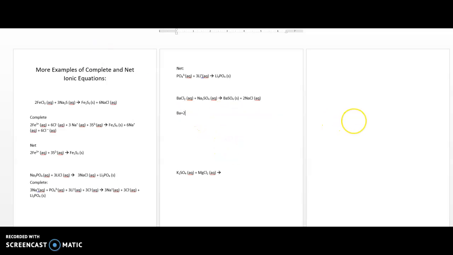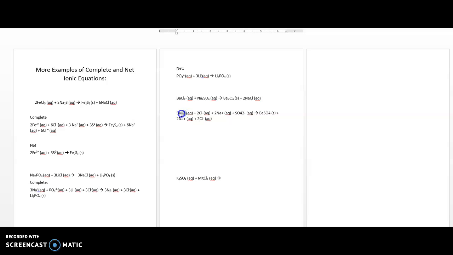So Ba2+ aqueous plus 2Cl minus aqueous plus 2 Na plus. Maybe I should have taken that typing class in high school after all. Plus SO4 2 minus makes BaSO4 solid plus 2 Na plus aqueous plus 2 Cl minus aqueous.